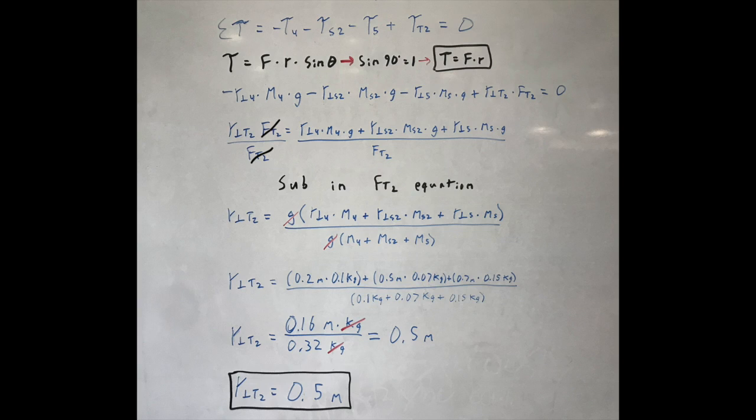Sub in all of the variables to get the answer of 0.5 meters from the axis of rotation. That means that the bottom string should be placed at the 0.5 meter mark on the bottom meter stick in order to establish rotational equilibrium.